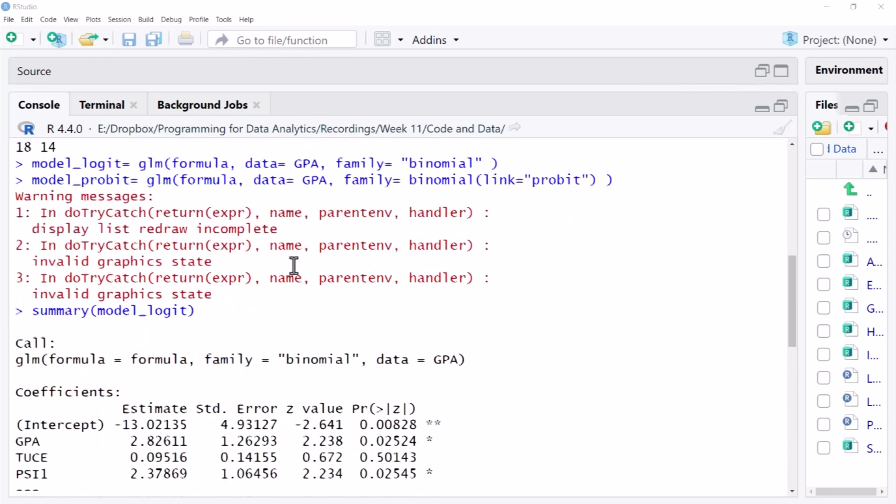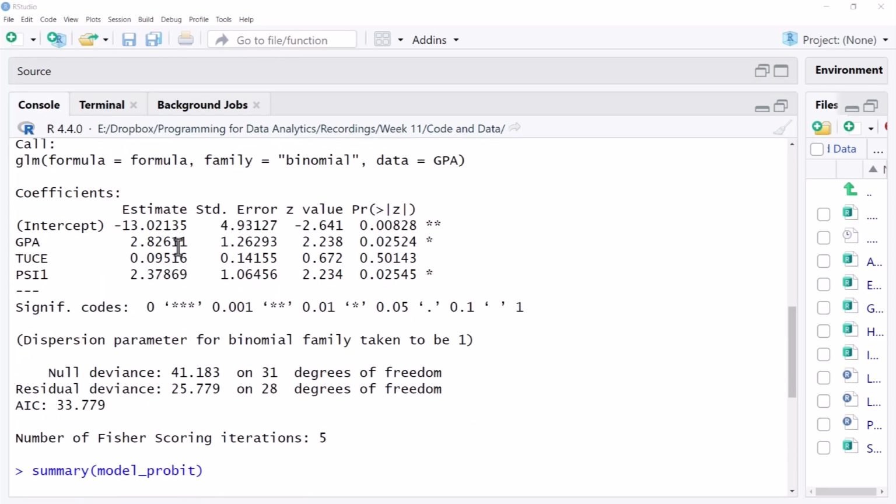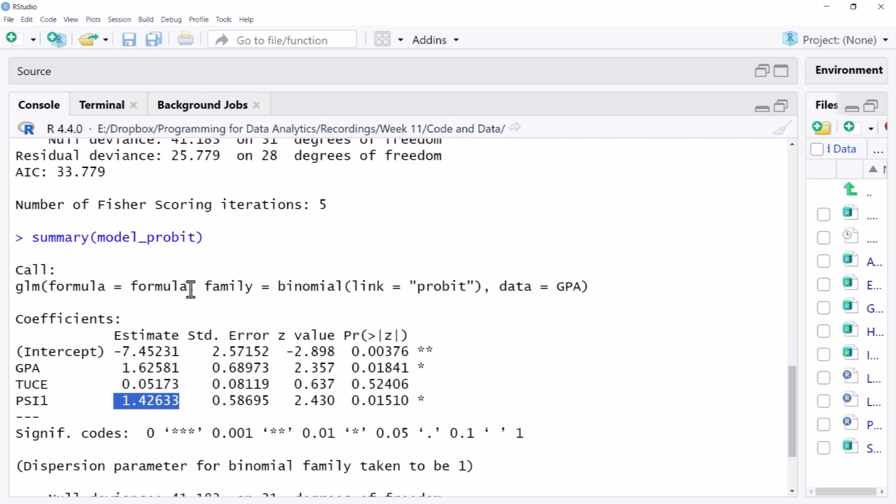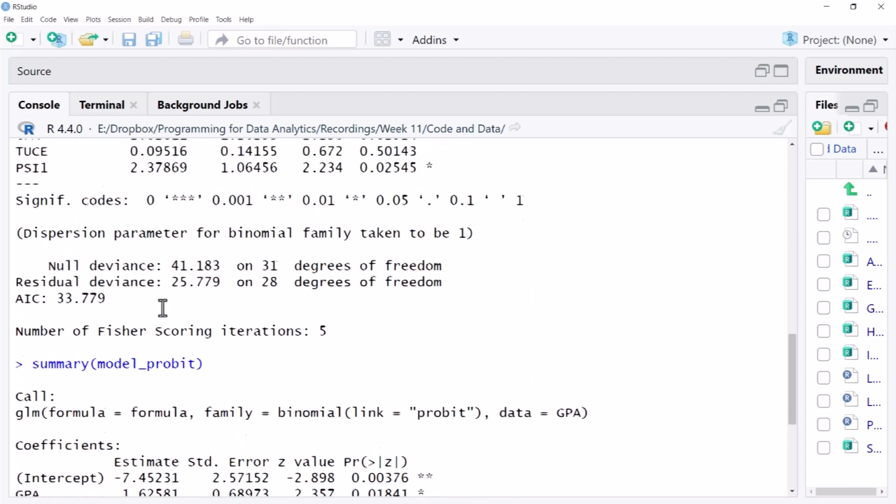Let us interpret the output here. For the logit function, we can see GPA variable is significant and PSI is significant. Similarly, for probit also GPA is significant and PSI is significant. Now, while we can understand the significance of the variable, it is difficult to interpret directly in terms of the relationship of these variables. All we can say is that these interpretations are true for the logit of the model.